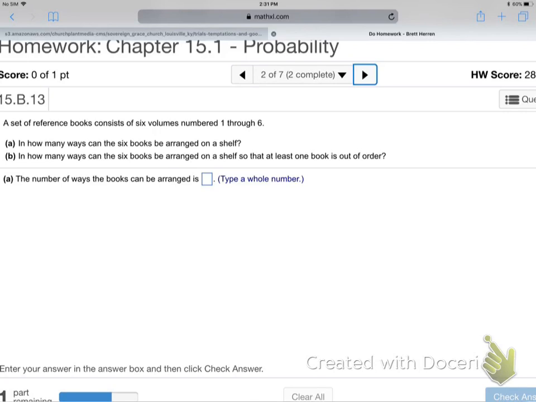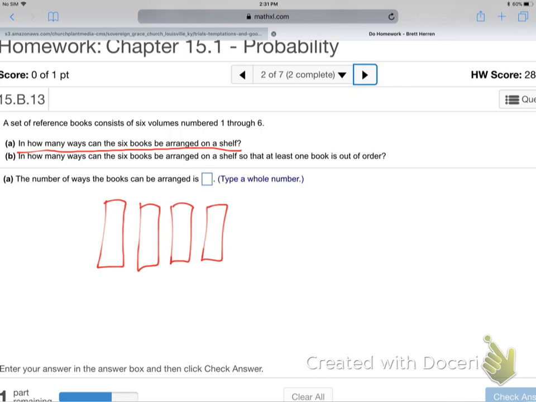A set of reference books consists of 6 volumes numbered 1 through 6. Question 8. The number of ways the books can be arranged on a shelf. So you've got these reference books, right? You're going to arrange the 6 books on a shelf. 4, 5, 6. And you could say, I'm going to put 5 here and 3 there and 6 here and 2 here and 1 here and 4 there. That's one way of arranging the 6. That's all out of order, right? And they're wondering how many different ways there are to arrange those 6 books on the shelf?